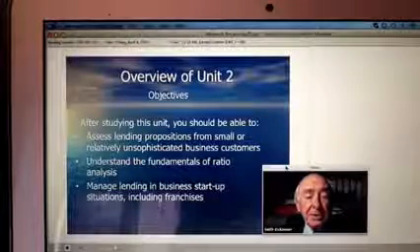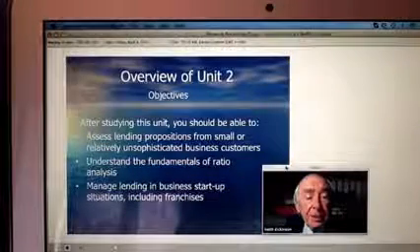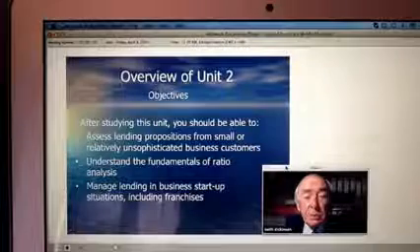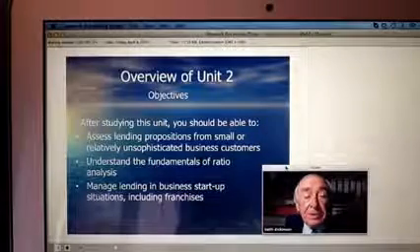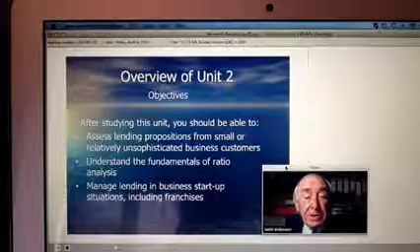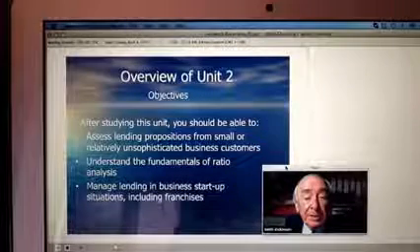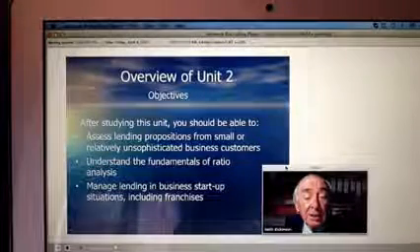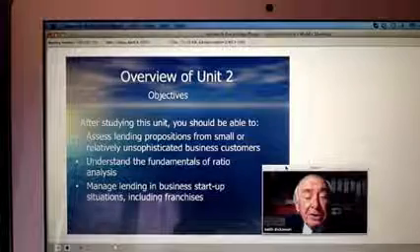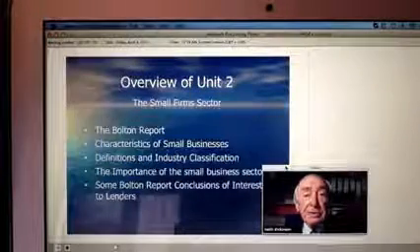After studying this unit, you should be able to assess lending propositions from small or relatively unsophisticated business customers, understand the fundamentals of ratio analysis, and manage lending in business startup situations, including franchises.